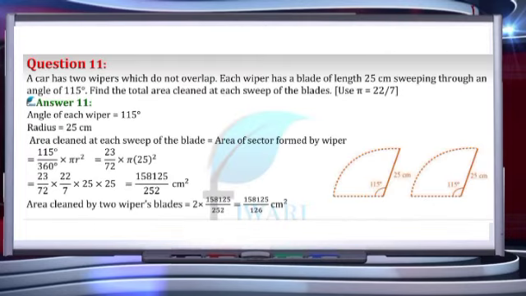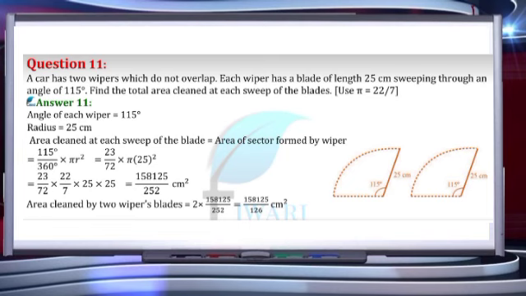Next, question number 11: a car has two wipers which do not overlap. Each wiper has a blade of length 25 centimeter sweeping through an angle of 115 degree. Find the total area cleaned at each sweep of the blades. Here pi is to be used as 22/7.